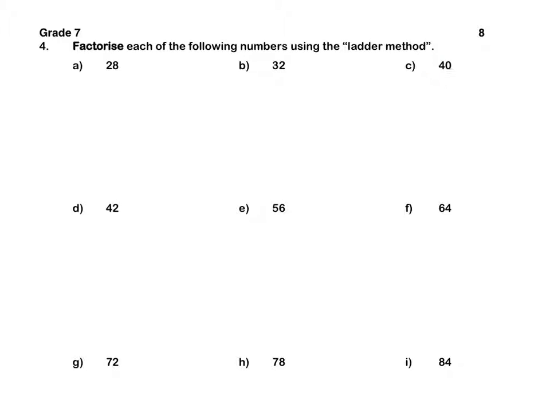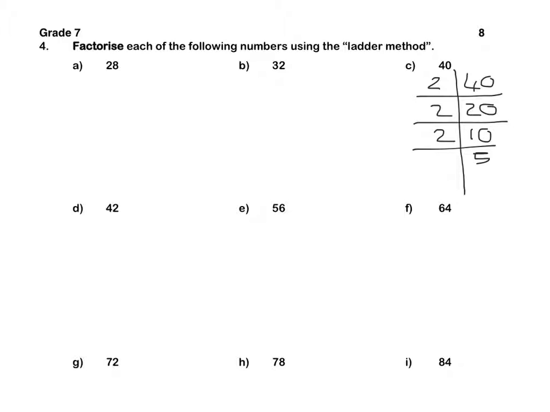Let's do C together. We have 40. Now we start dividing by the smallest prime number, which is 2. 40 is divisible by 2, and it's 20. 20 is divisible by 2, and it's 10. 10 is divisible by 2, and the answer is 5. And 5 is divisible by 5, and it's 1. Therefore, 40 is equal to 2 times 2 times 2 times 5 in factorized form.